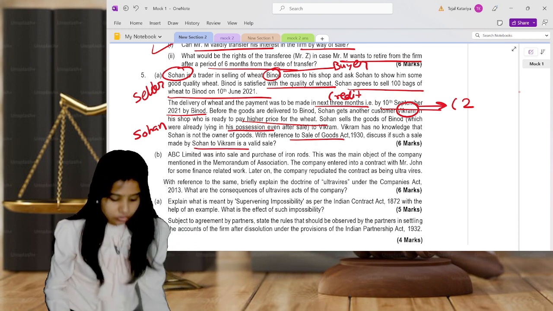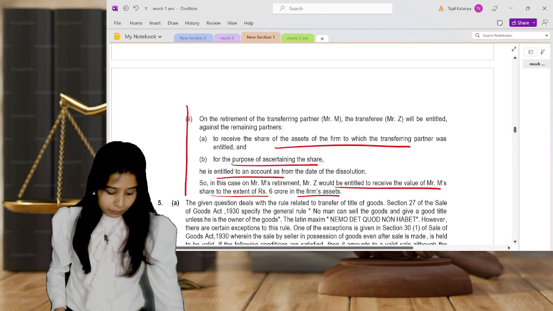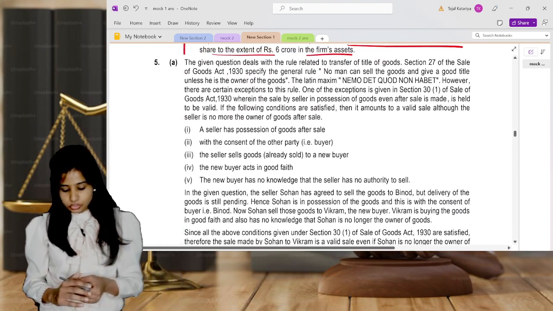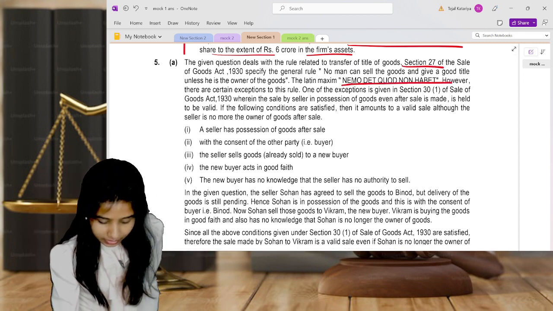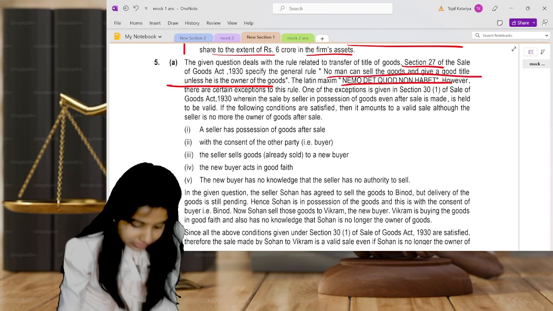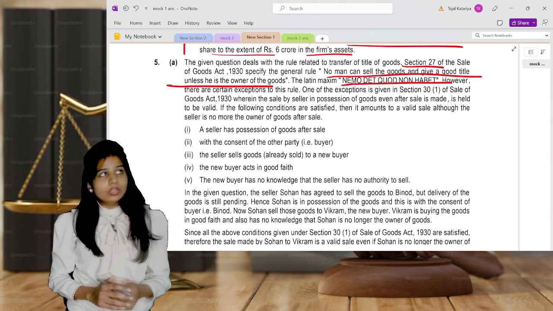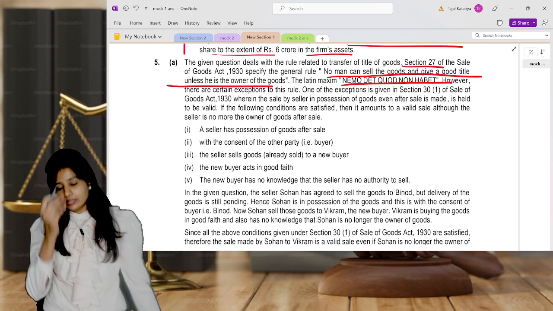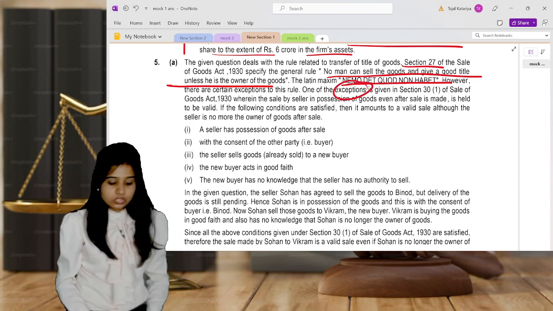Now according to the Sale of Goods Act, you are supposed to decide whether this sale is valid or not. Understand, first of all, you cannot sell something for which you don't have the right, correct? If you remember, Nemo dat quod non habet, given under section 27, says that no man can sell the goods or give good title unless he is the owner of the goods. You cannot transfer something which you don't have. So if you don't have the ownership title, you cannot sell. But there are certain exceptions to this rule.